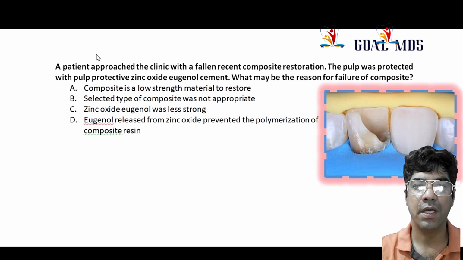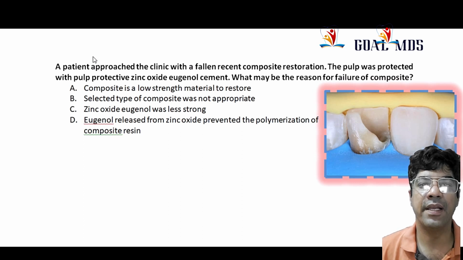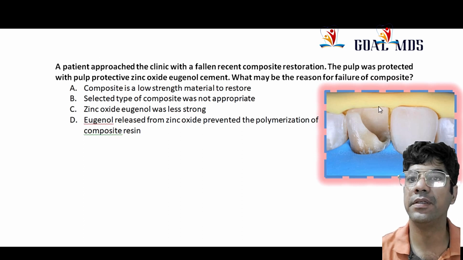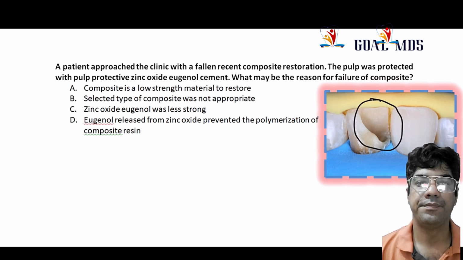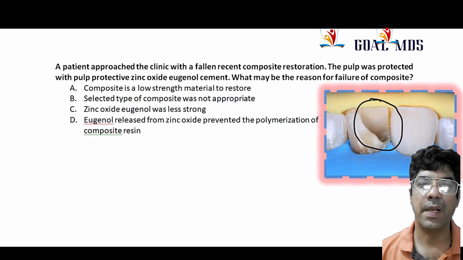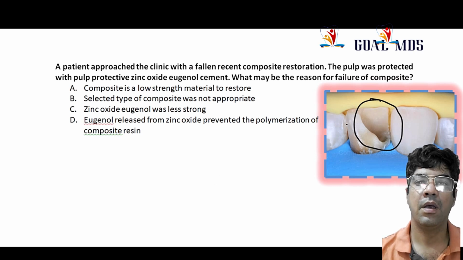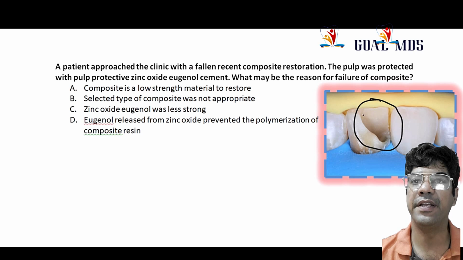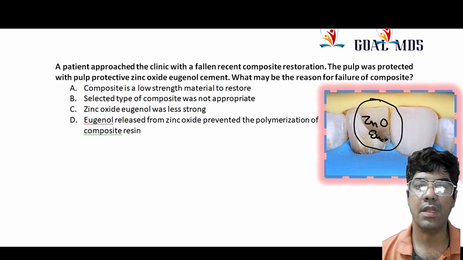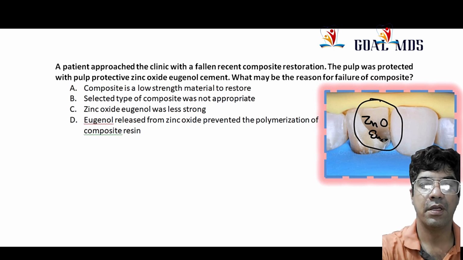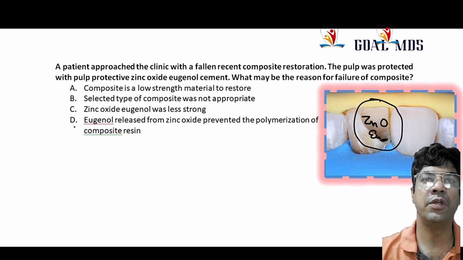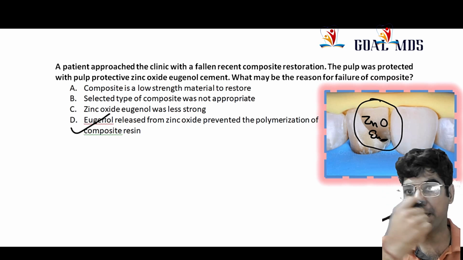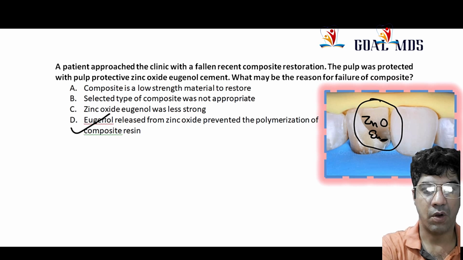Moving to another question. A patient approached the clinic with a recently fallen composite restoration. The pulp was protected with zinc oxide eugenol cement. So what could be the reason for failure of the composite? The answer is D. Eugenol released from the zinc oxide would prevent the polymerization of the composite resin.